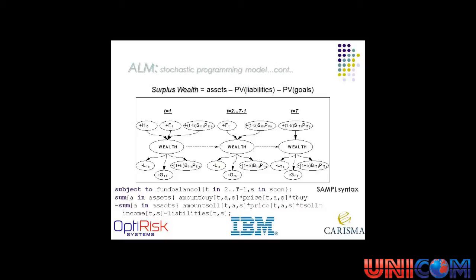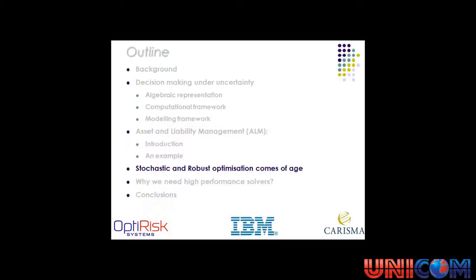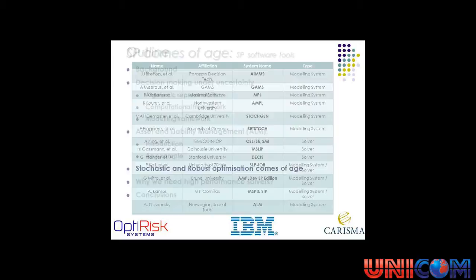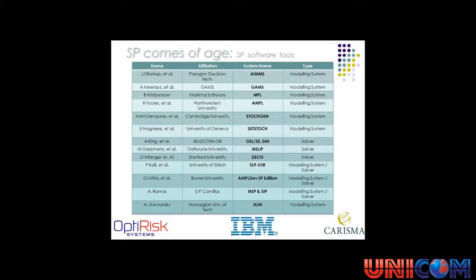And that is what I mean by stochastic and robust optimization coming of age. There are many modeling and solver systems. I've listed them quickly here. In effect, people are migrating to those instances where you can apply stochastic programming, particularly asset liability management for pension funds, insurance and so forth.